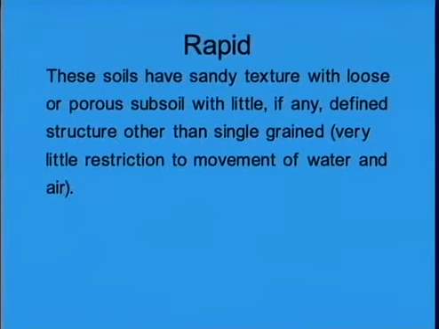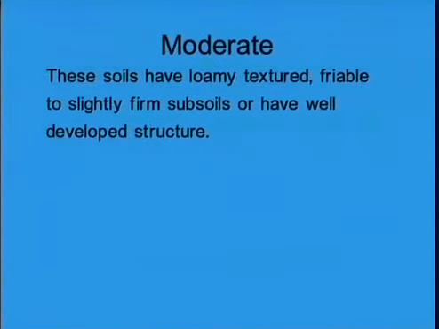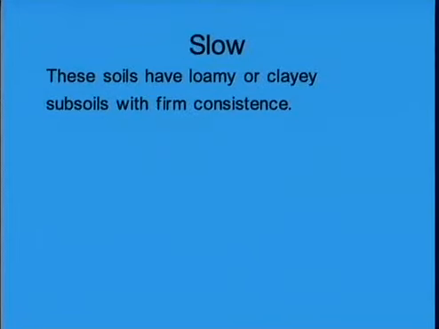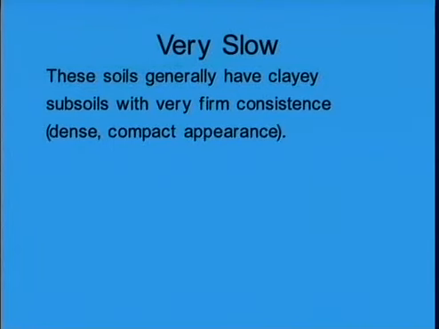Rapid. These soils have sandy texture with looser porous subsoil with little, if any, defined structure other than single grain. Moderate, loamy textured soils, friable to slightly firm subsoils, well-developed structure. Slow. These soils have loamy or clay subsoils with firm consistence. And then very slow soils generally have clay subsoils with very firm consistence, dense, compact appearance.